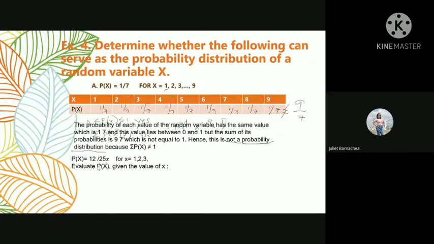Next. Okay, so letter B. Ito yung letter B. P of X is equal to 12 over 25X for X is equal to 1, 2, and 3. So, gagawa natin siya ng table, guys.